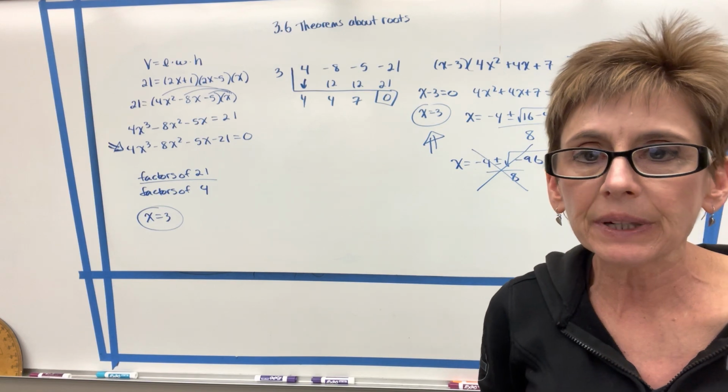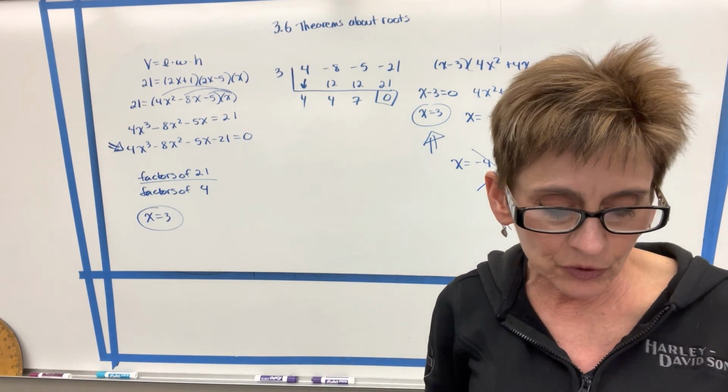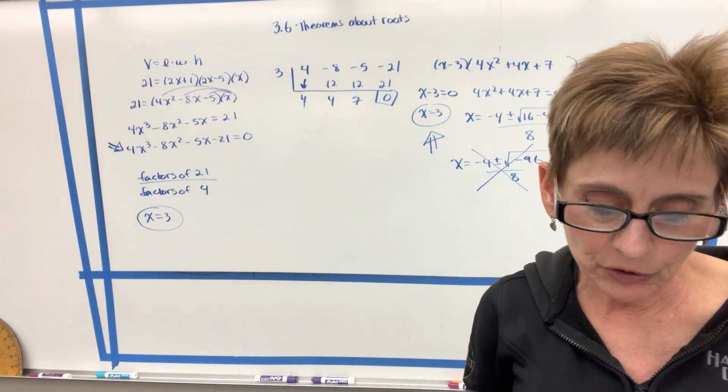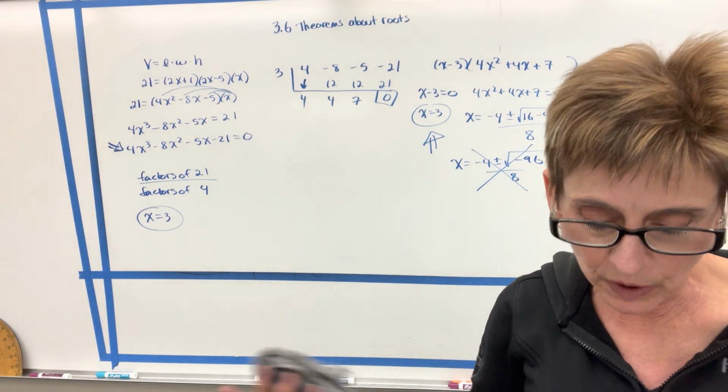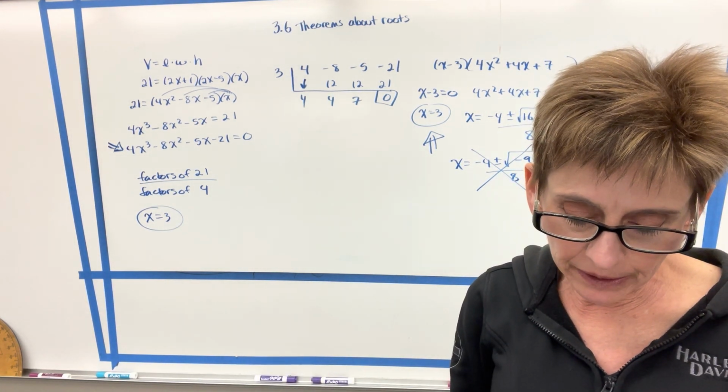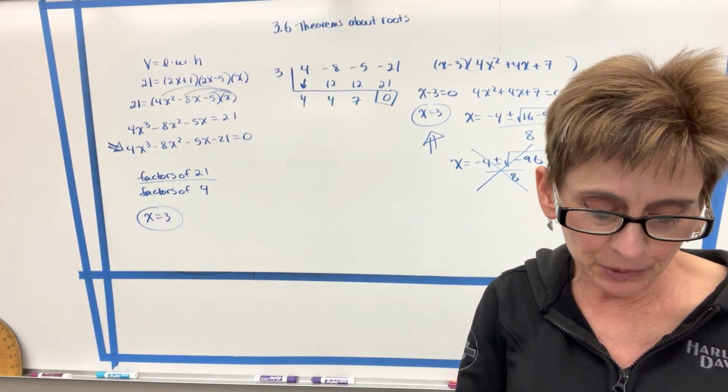If it's third degree, there are going to be at most 3 roots. If it's second degree, at most 2 roots, and first degree, at most 1 root. Okay, I'm just trying to think if we need to do an example of this.